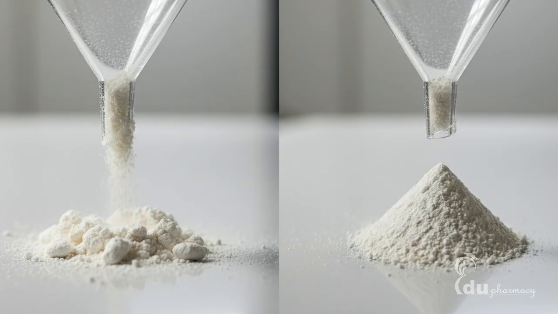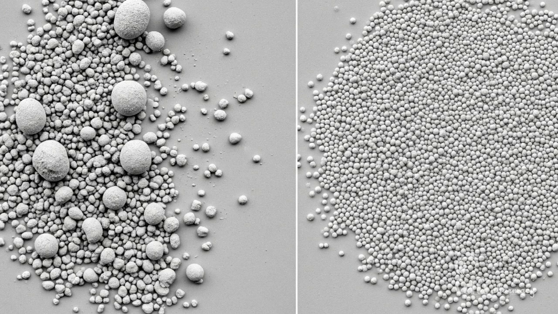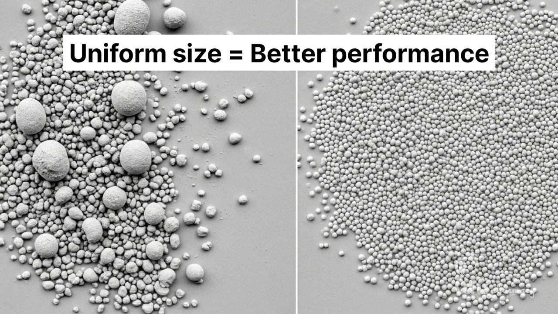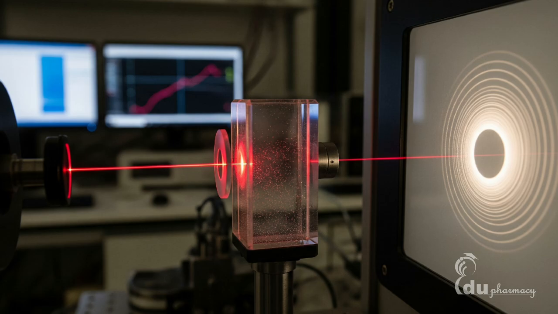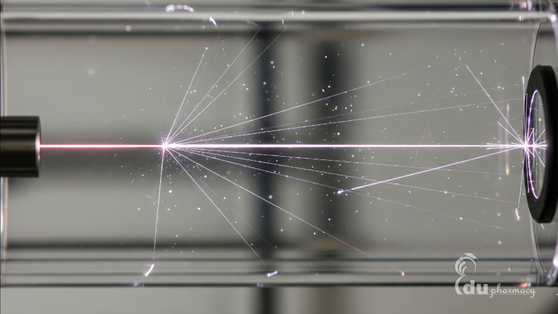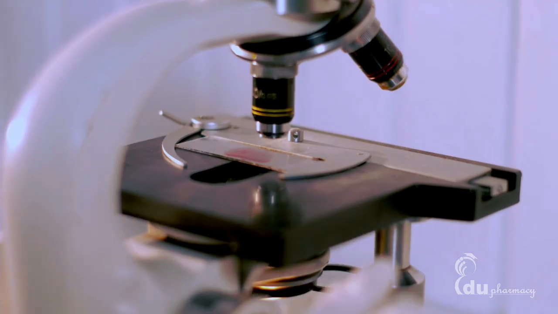So, in practice, scientists don't just measure the average size. They look at the distribution of particle sizes in a sample. A wide distribution can lead to segregation during mixing, while a narrow distribution gives better uniformity. Common techniques used include sieving, laser diffraction, dynamic light scattering, and optical microscopy.